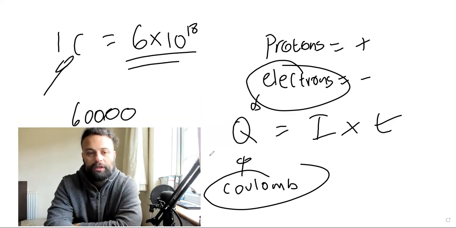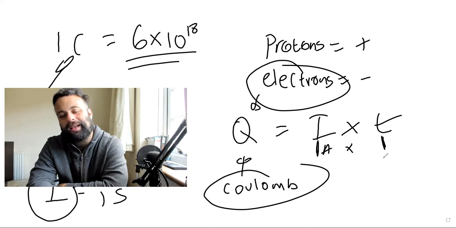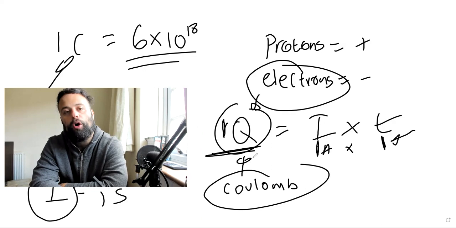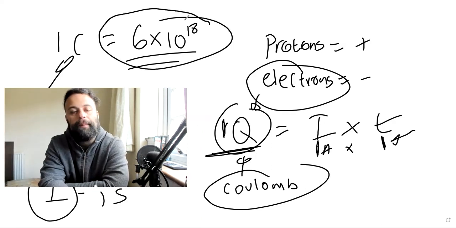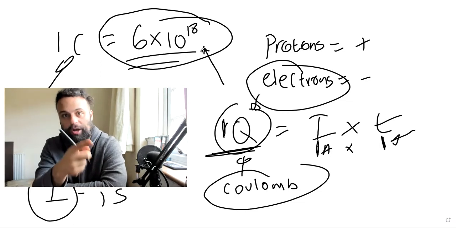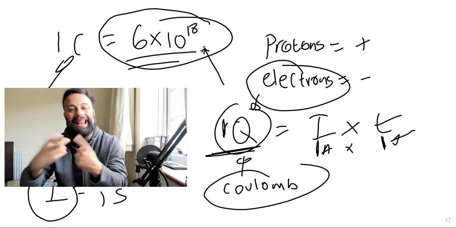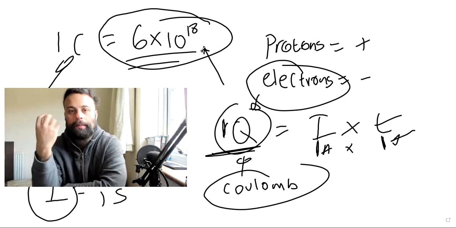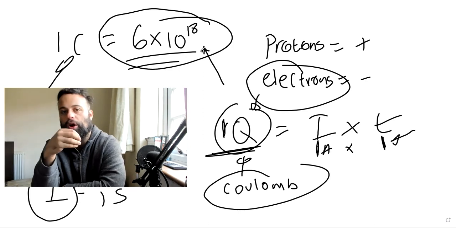So I want to go back to this equation. If I said to you there is 1 amp of current, that means in every 1 second, there will be 1 coulomb of charge flowing in every second. And that is how many electrons will be traveling every second, because 1 coulomb of charge has that many electrons.